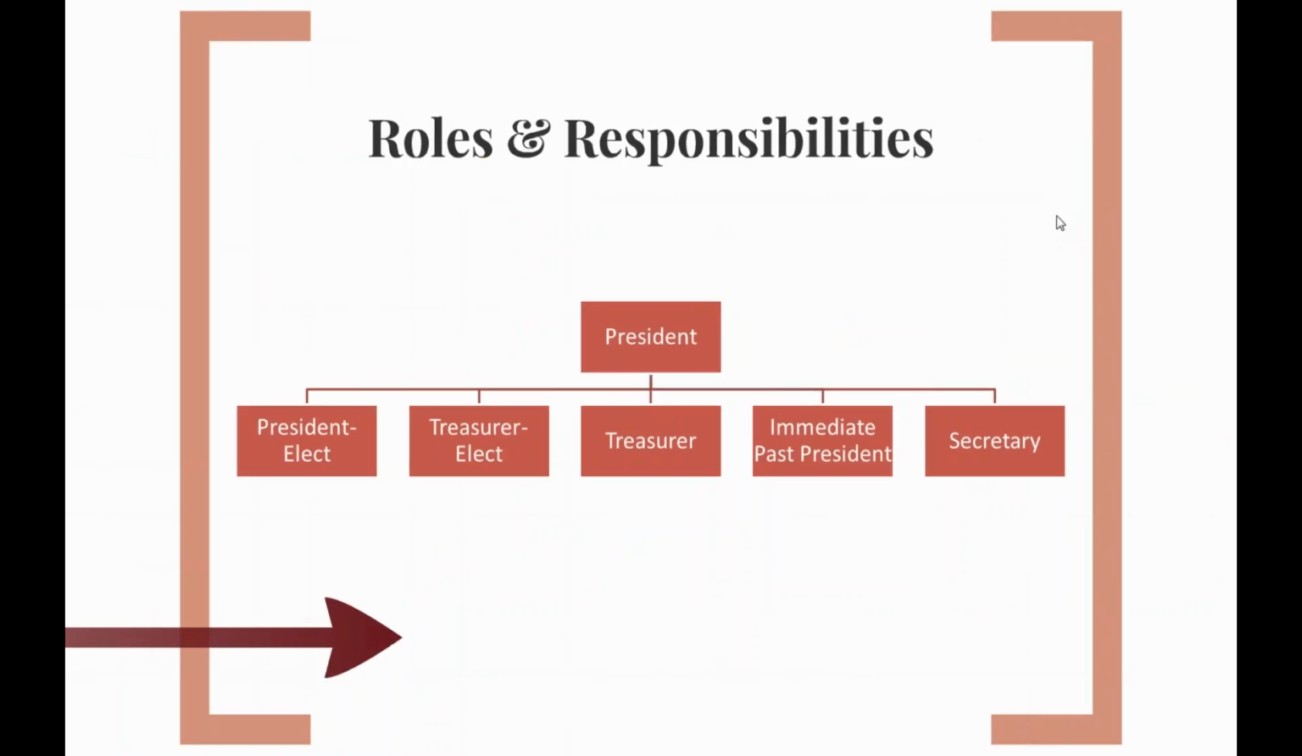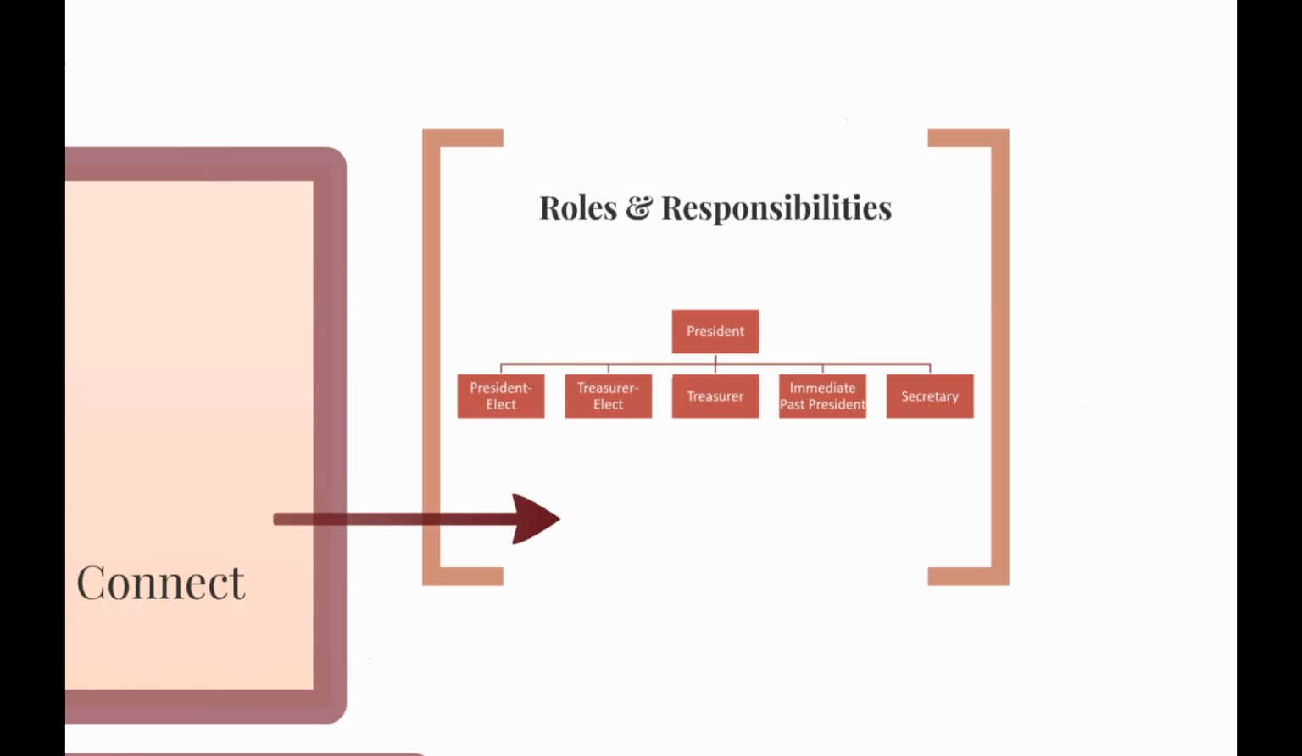Here, I just want to give you a generic view of a board organizational chart, just a sample here. Depending on your chapter, you may currently have members serving in all these roles you see here, or perhaps even more or fewer officers. Today, we're just going to focus on the roles that you see here on the organizational chart.